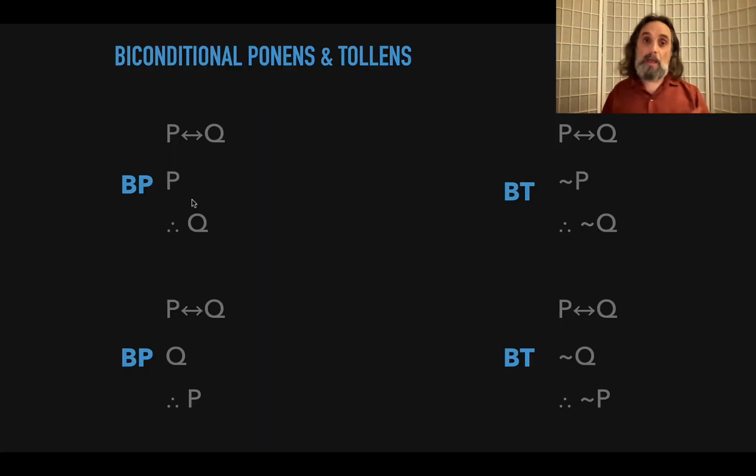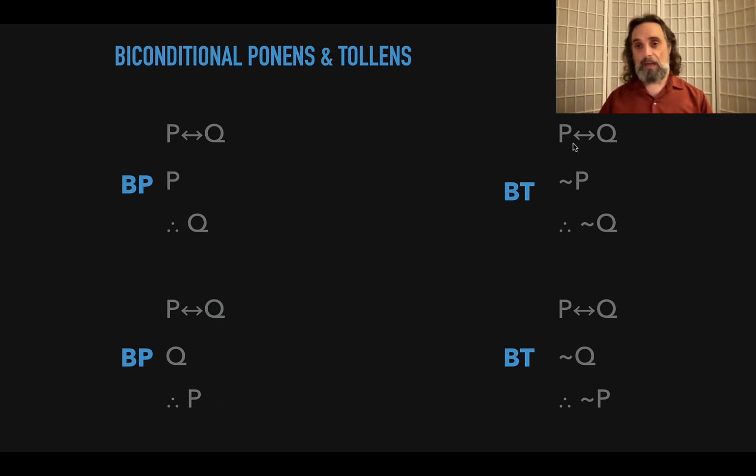And then lastly, we have the rules called biconditional ponens and biconditional tollens. And these help us use biconditionals. So BP has two forms. If you have a biconditional and you know that one side is true, then you know the other side is true. And same thing, if you have a biconditional and you know the second piece is true, then you know the first piece is true. Those are BP. And then if you have a biconditional and you know the first piece is false, you know the second piece is false. And if you have a biconditional and you know that the second piece is false, then you know that the first piece is false. And these are extremely easy theorems to prove.